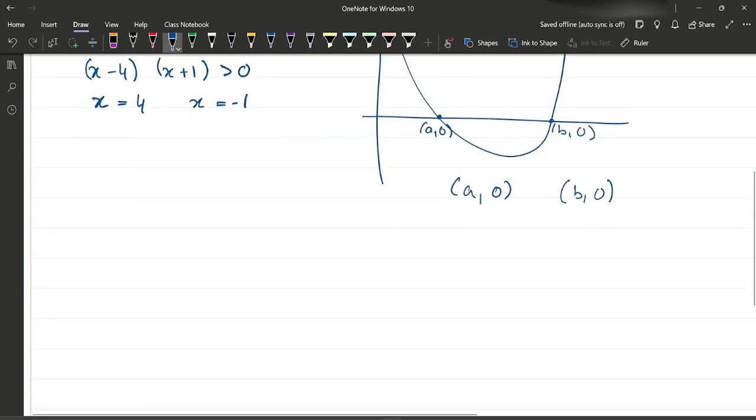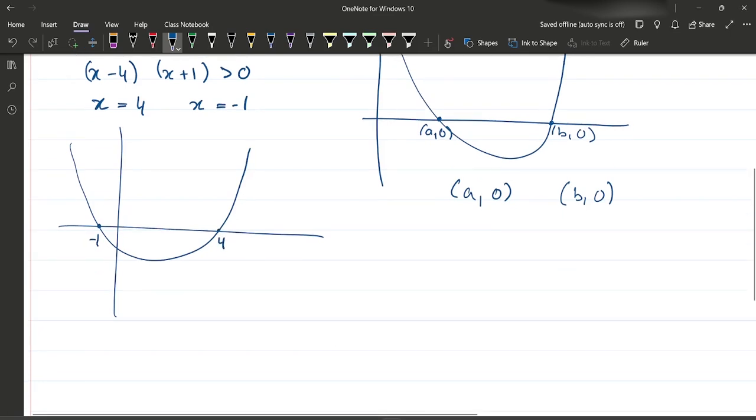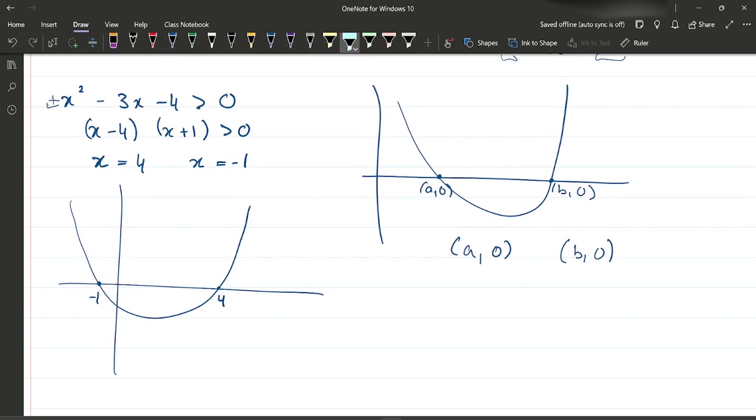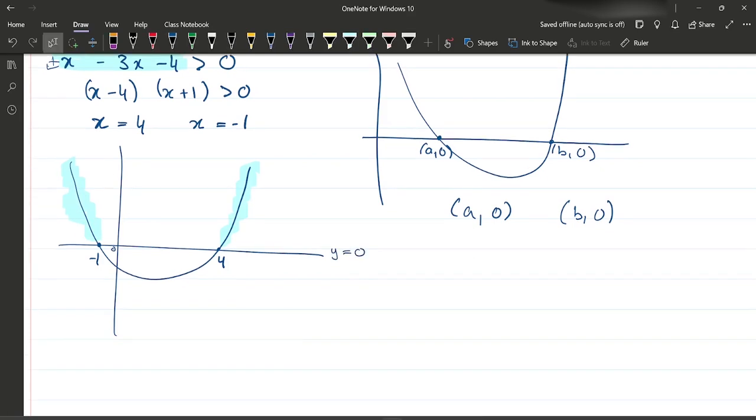Okay, so let's quickly draw a curve like that. Something like this. I want this to be minus 1, this to be 4. And it says that this curve is greater than 0. So where is it greater than 0? It's greater than 0 for all these values and these values. Keep in mind that this is the y equals 0 line, and these are the values that are greater than 0, and these values are less than 0, all these values here.